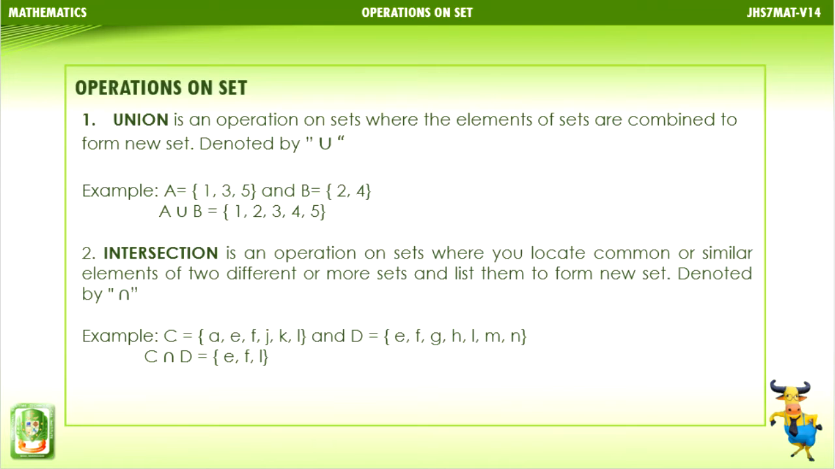and 5. Second operation on sets is intersection of sets. It is an operation where you locate common or similar elements of two different sets and list them to form a new set, denoted by an inverted letter U. For example, set C having elements of A, E, F, J, K, and L, while set D has elements of E, F, G, H, L, M, and N. Set C intersection D contains the elements that they have in common, which is E, F, and L.